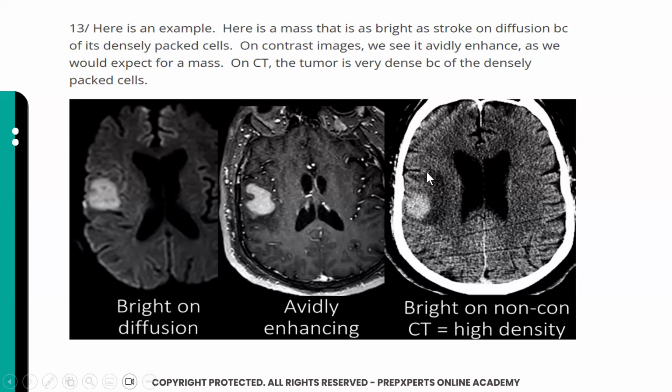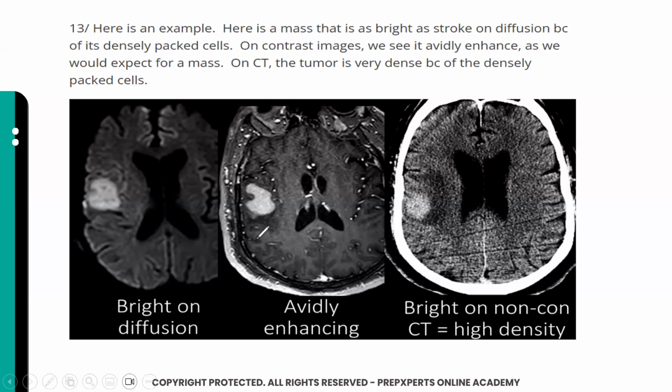Secondly, on CT, the tumor is also very dense. We have already discussed that whenever there is a group of cells that is tightly packed, that will be denser on the CT. So we have seen that. We can appreciate that here as well, that this is a dense lesion on CT.